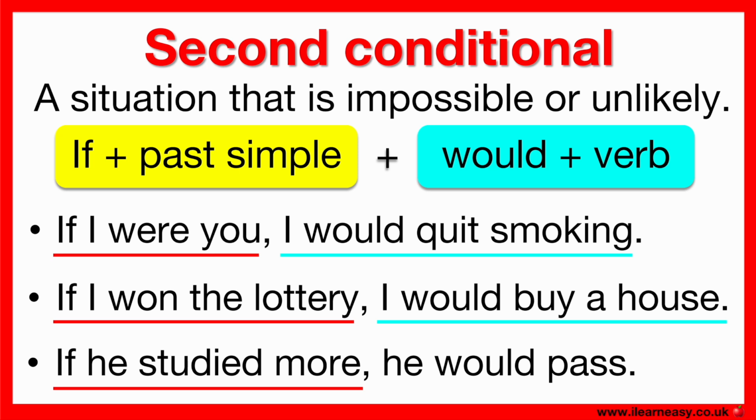The if clause comes first, followed by the main clause. The if clause follows the structure if, plus the past simple, and the main clause follows the structure would, and the verb in its base form.